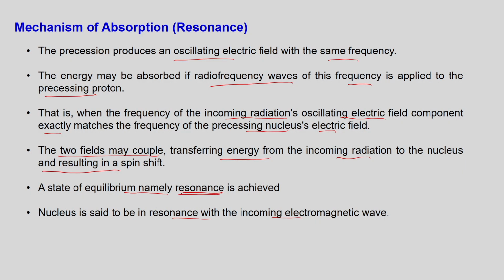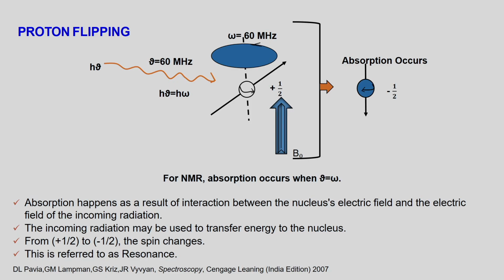As you must always remember, when you have a magnetic field you will have an associated electric field, and when you have an electric field you will have an associated magnetic field. So these are coupled together, and when you have the two coming together, if they are of the same frequency, it results in resonance. This is what it is showing pictorially.